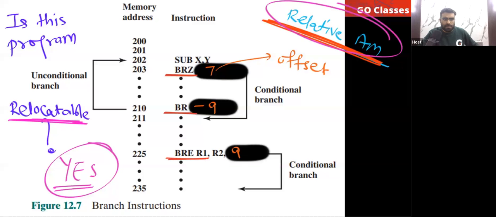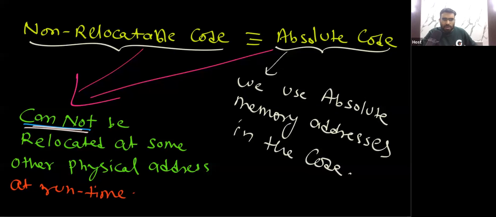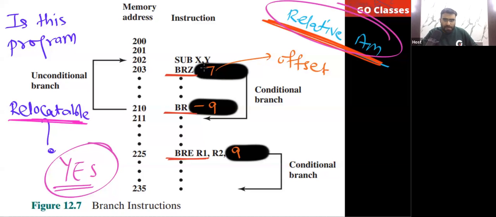Okay, now let's see, can we make it relocatable? Can you make your previous program relocatable? Yes, we can make it relocatable with the relative addressing mode. If you use the PC relative addressing mode, then your program will become relocatable. You can see I am putting an offset here. This is not the physical address, right? This is just an offset.